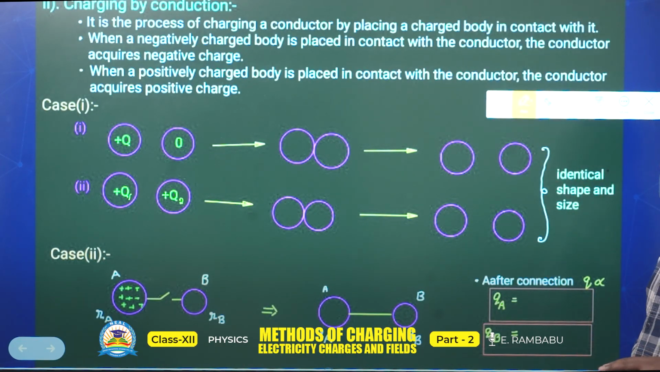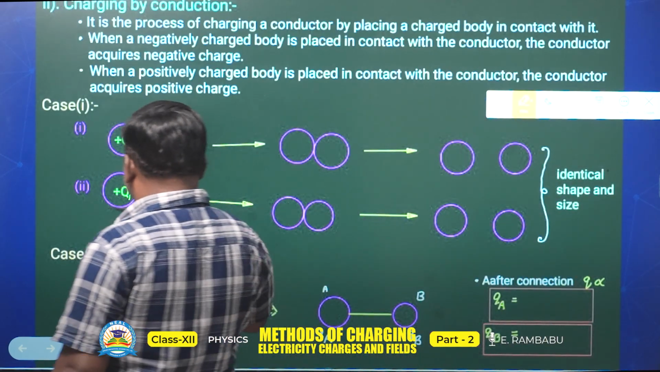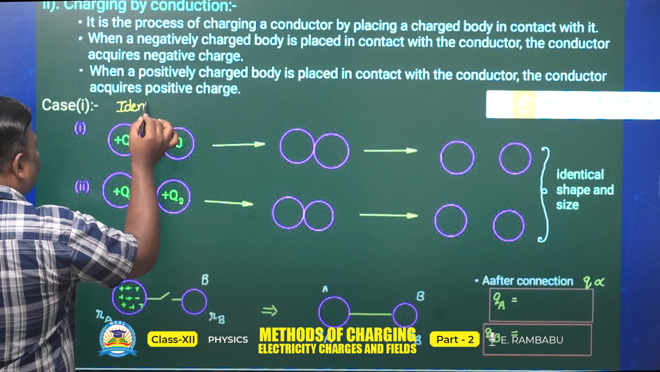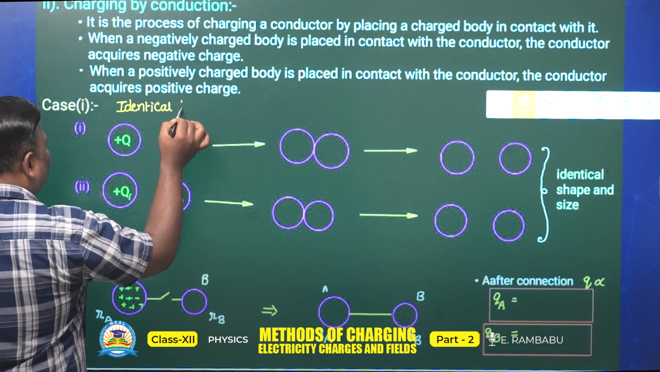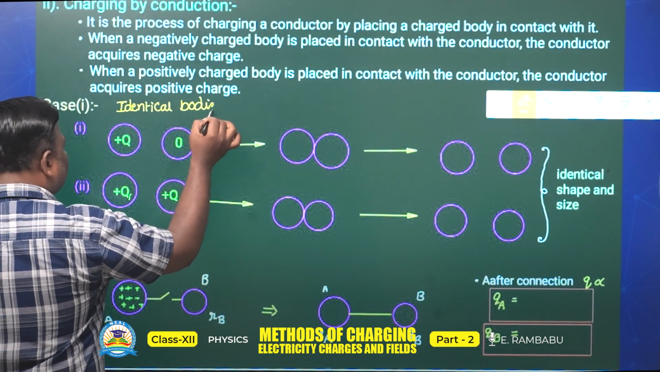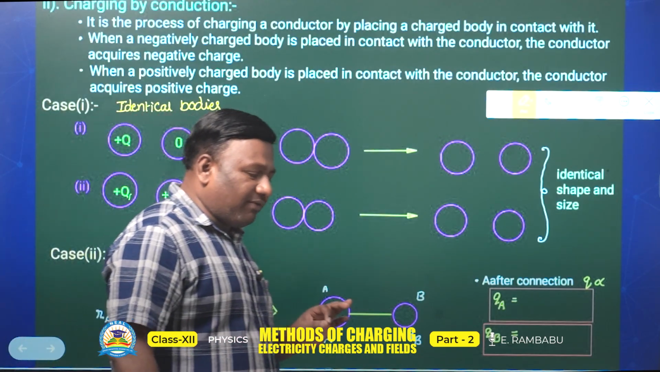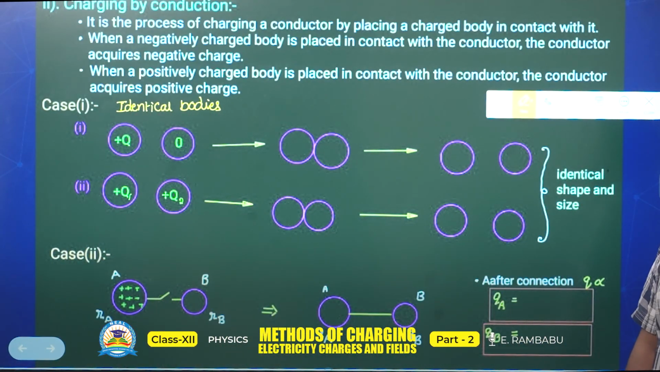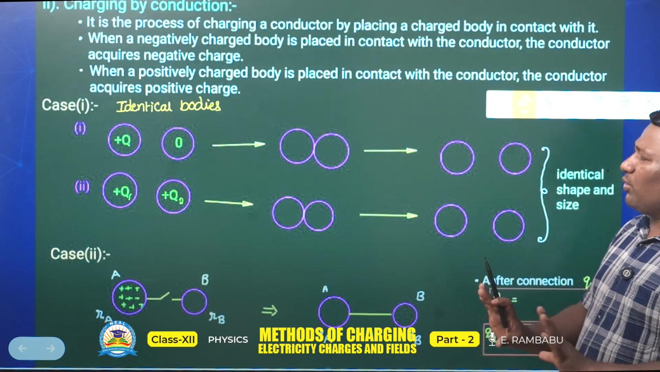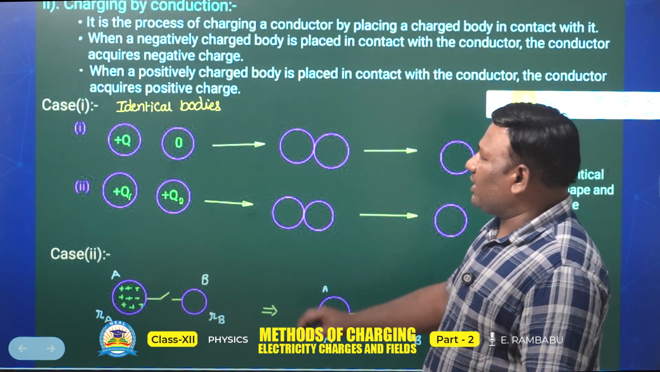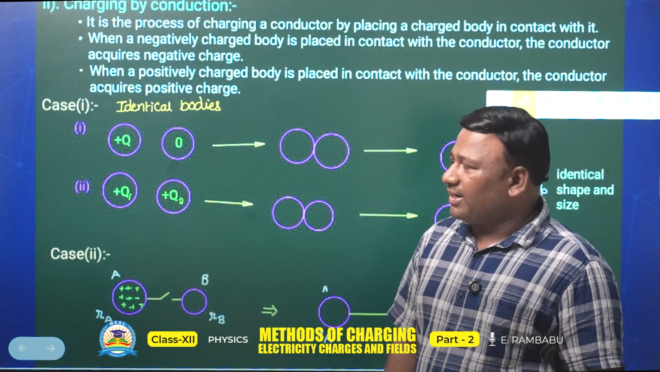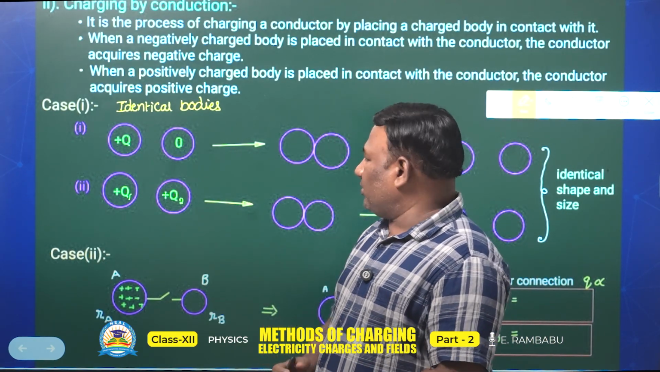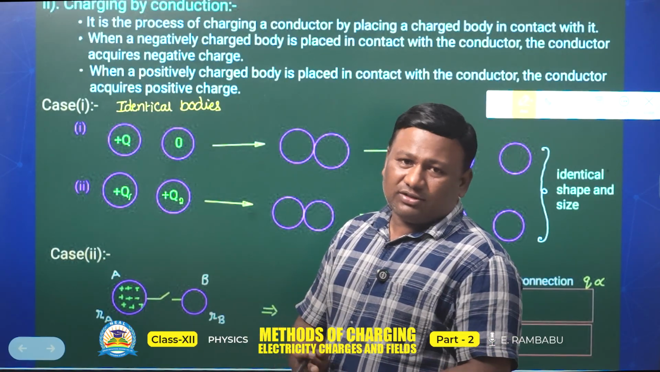See the examples. Here, case 1, I am going to consider identical bodies. Identical bodies means the bodies have the same size and the same shape, both looking the same. Here the first body has charge plus q, and the second body is neutral, no charge.